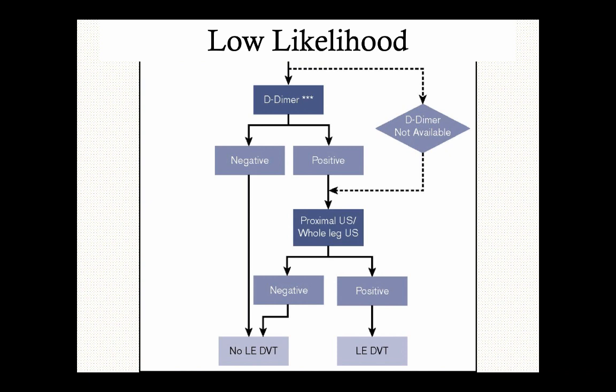But if you want to look, these are the guidelines that come from hematology. I'm not going to go through them in a lot of detail. Essentially, if they're low likelihood, if you want to do a D-dimer and it's negative, you can be done. If the D-dimer is positive, proximal or whole leg ultrasound. If that's negative, you're done. There's no follow-up. They don't need serial, nothing.